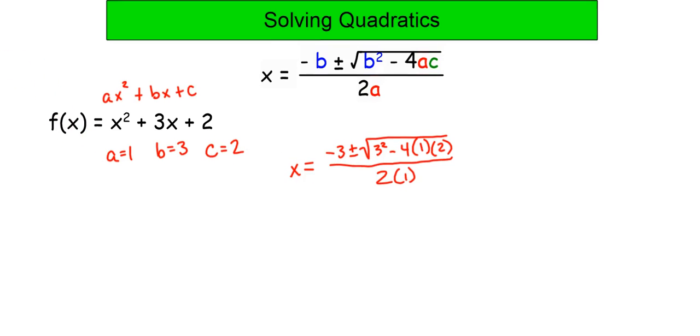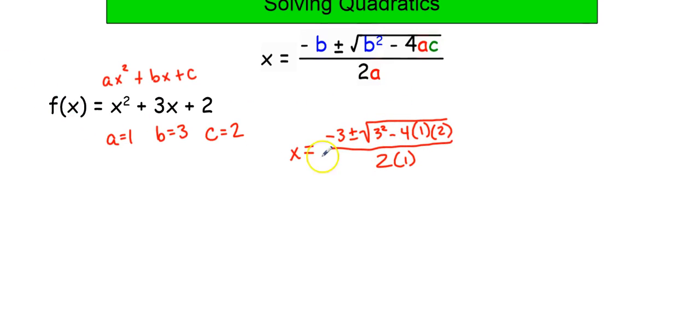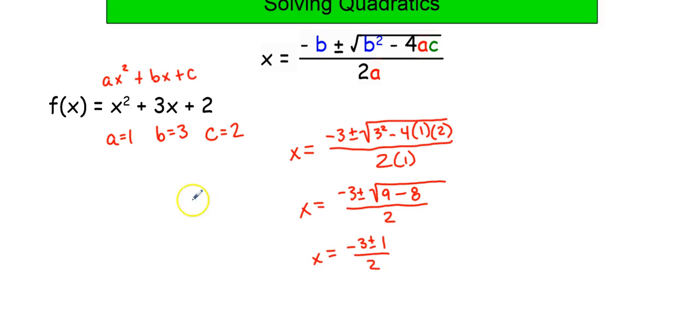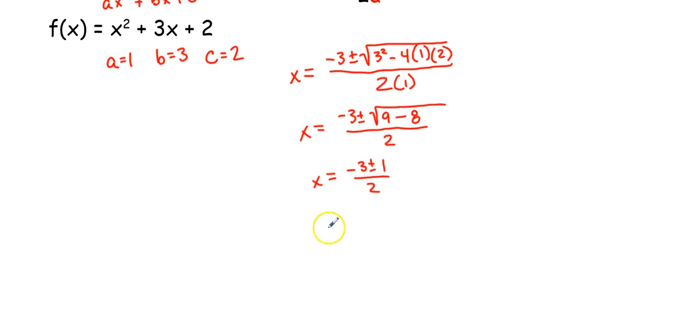To finish off this quadratic formula, we just simplify this expression. Because we're simplifying, we want to work inside here first. So we've got -3 plus or minus the square root of 9 minus 4 times 1 is 4, times 2 is 8, over 2. Simplify it, and we get -3 plus or minus the square root of 1, which is just 1, over 2. And this is where our two different answers come in.